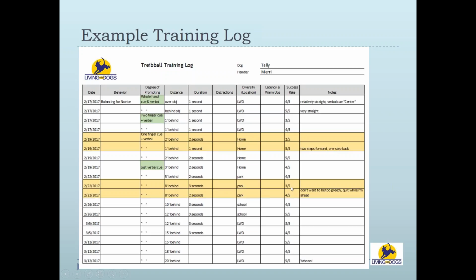And on this one, we got 3 out of 5. So we kept the criteria the same at 8 feet behind instead of moving it up to 10 feet. And I reduced the number of seconds so that the dog doesn't have to be too frustrated about the amount of time that they're there. And so don't want to be too greedy, just quit while I'm ahead. So anyway, finally we get to 20 feet behind, and that's our goal.